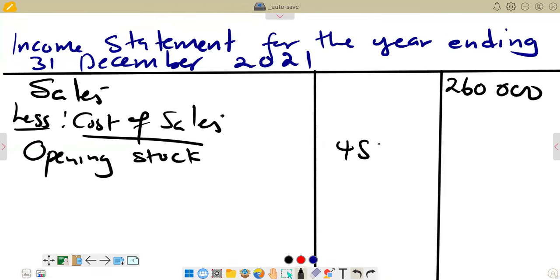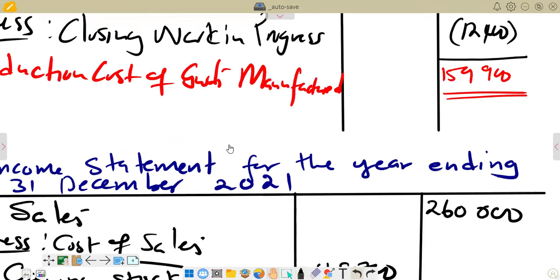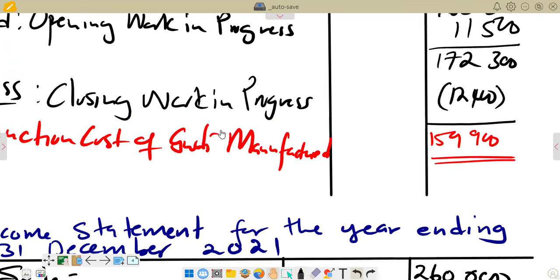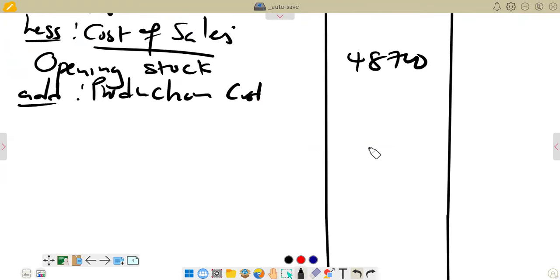So we say 48,700. And remember, in a trading business, we're supposed to add purchases, but we're not going to do that because it's a manufacturing business. We're going to replace the purchases part with cost of production. So we are adding production cost. And remember, the figure that we got in the manufacturing account is the figure that we are taking here, which is 159,900. So carry that one, 159,900, and it's going to come here.